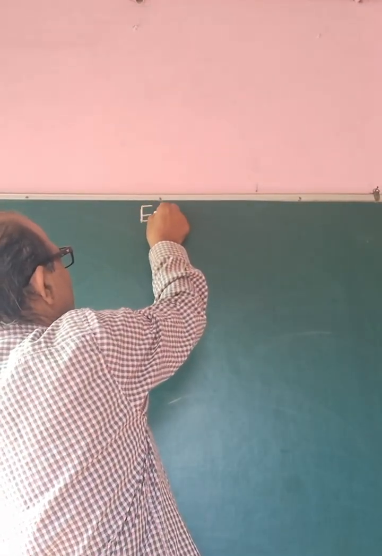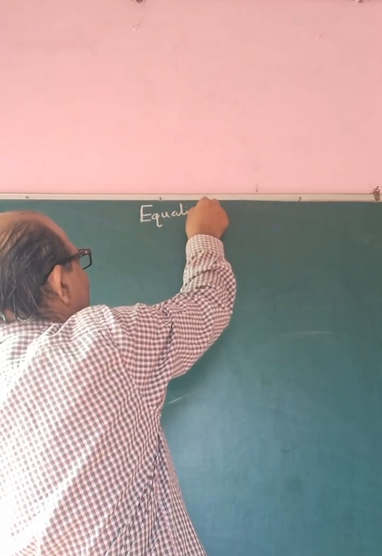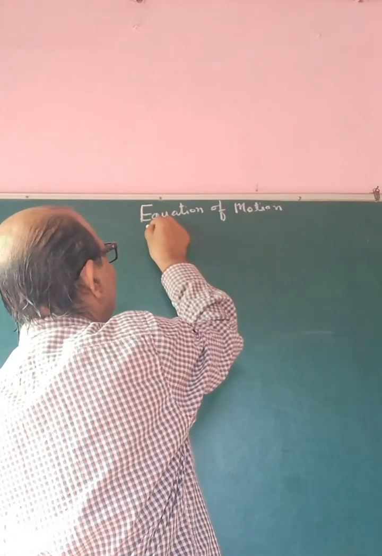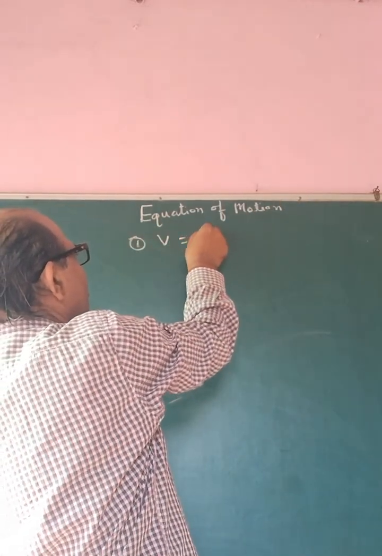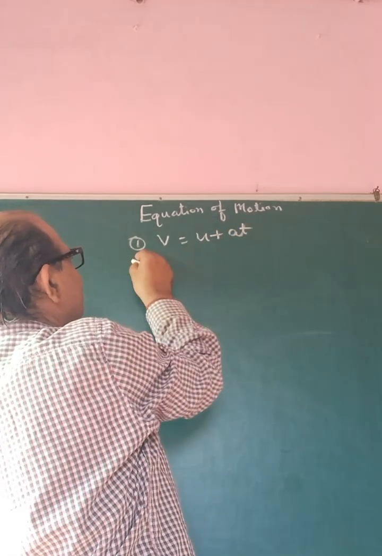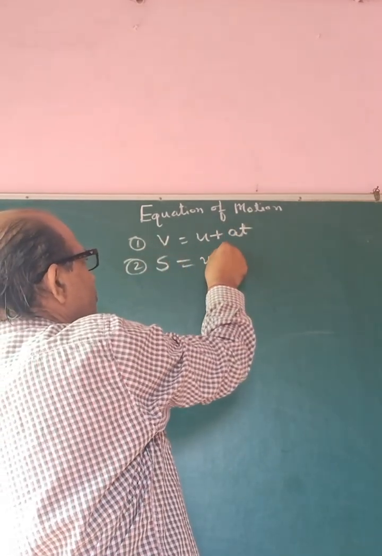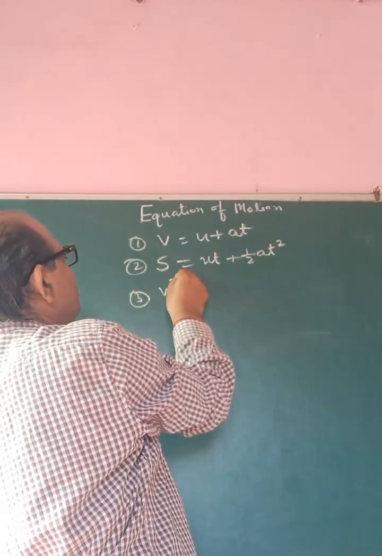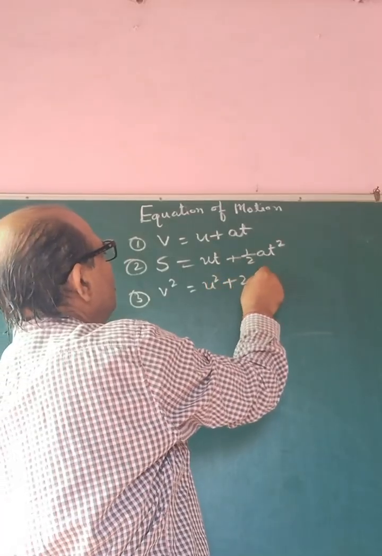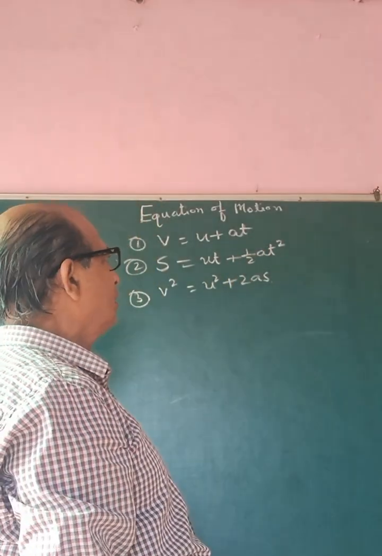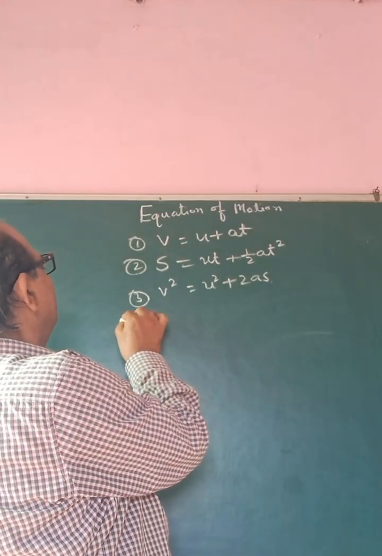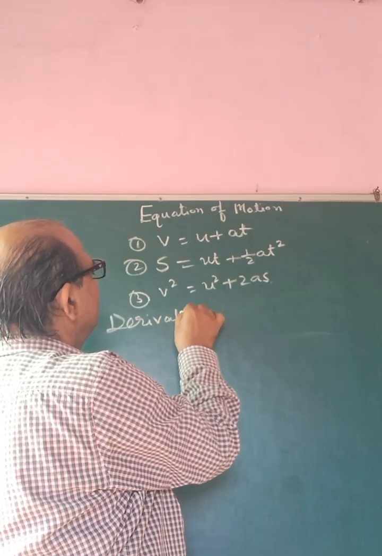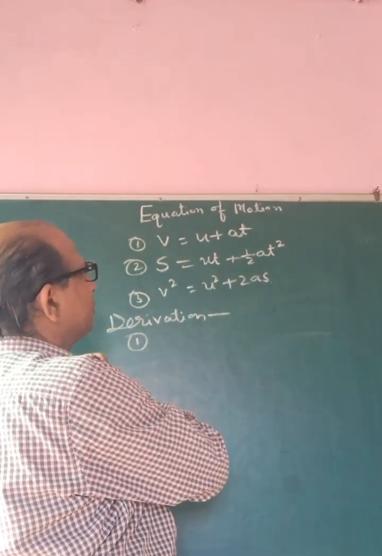So these are the equations of motion. V is equal to u plus at, 2as. We have to derive them. So let us see the first formula.